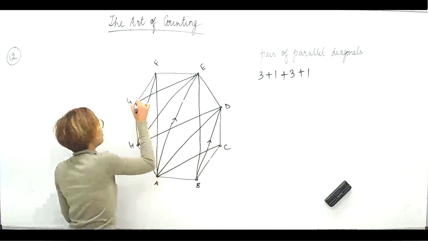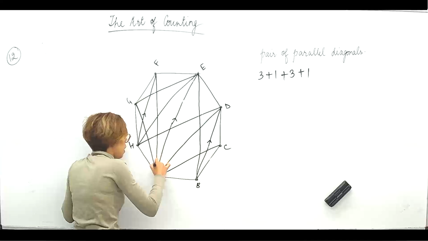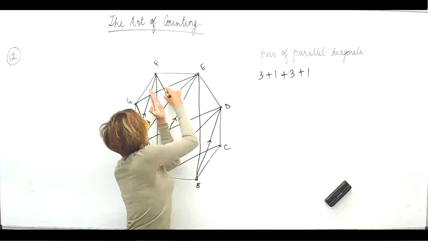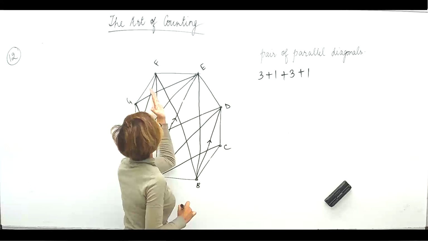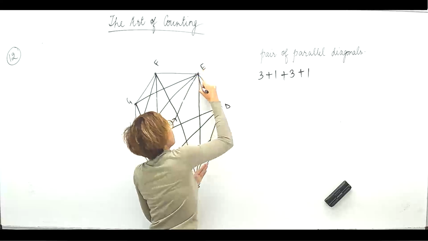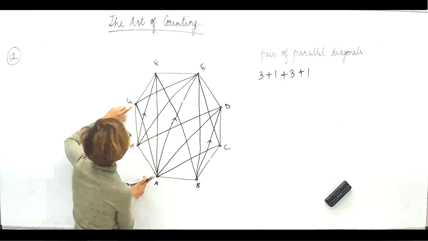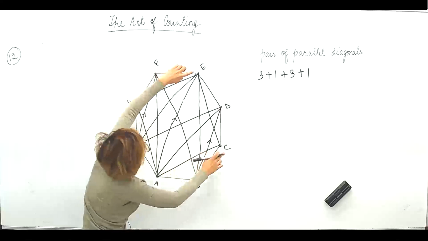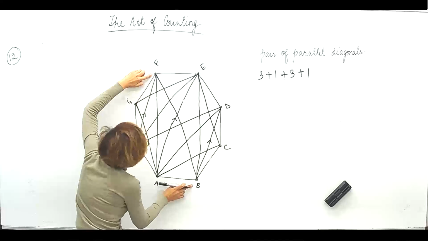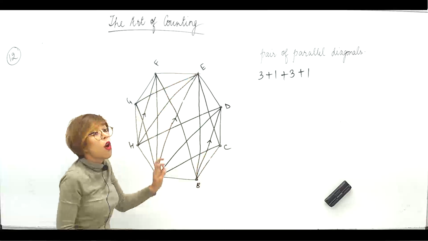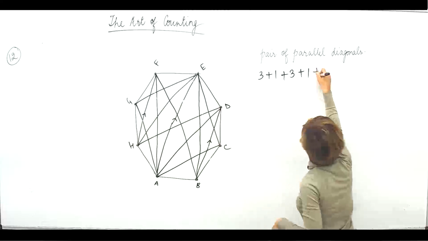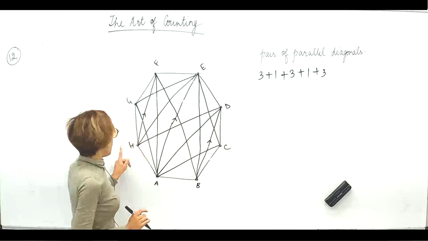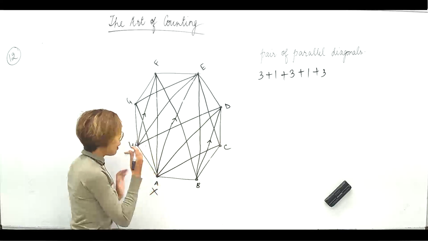Now let's do AG. Parallel to AG, one will be this. Now another parallel will be this. So AG is parallel to BF, one pair. AG is parallel to CE, another pair. Then BF is parallel to CE, another pair. So in all, 3 pairs. Plus 3. Now AG is done, and AH will not give a diagonal. That means I have exhausted the point A.